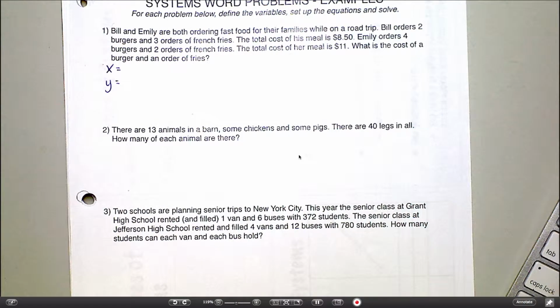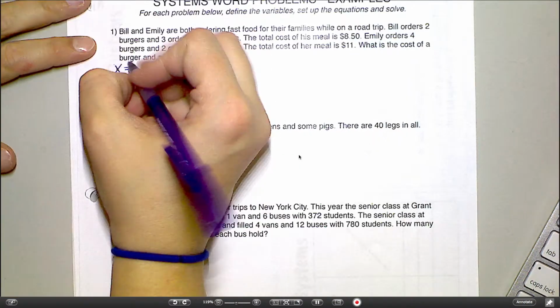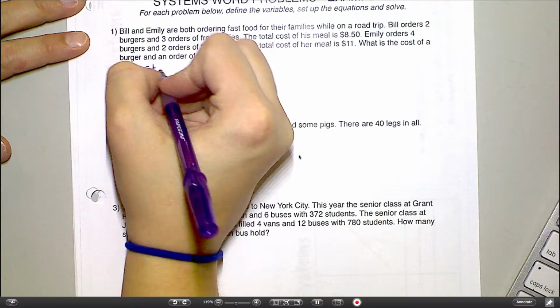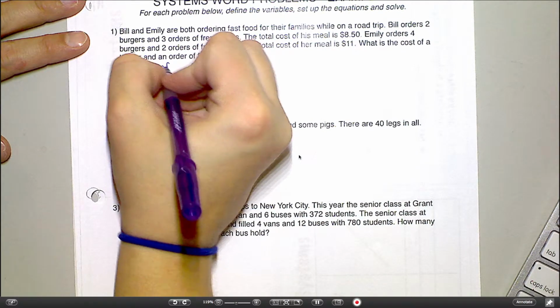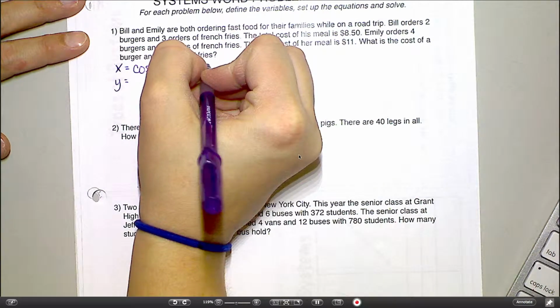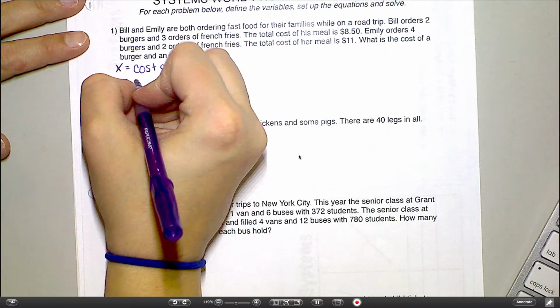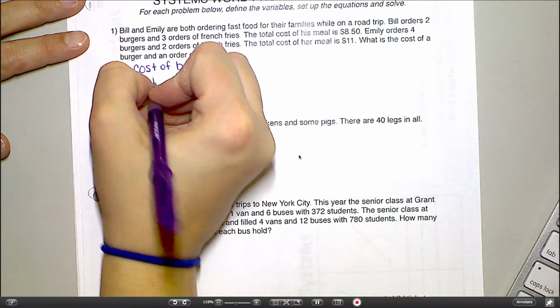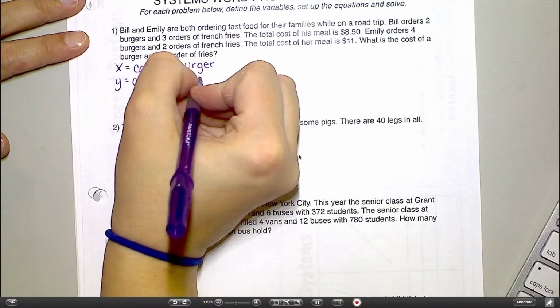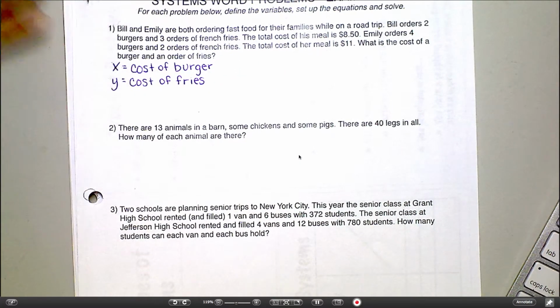Okay, so one of the things I'm trying to find is the cost of a burger, and I don't just want to say burger, because I don't know if that means the cost or how many. Okay, cost of burger, cost of fries. Step one, do that. I'm looking for that every single time you do one of these.